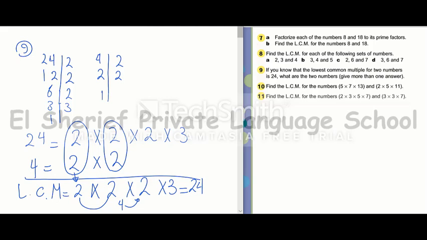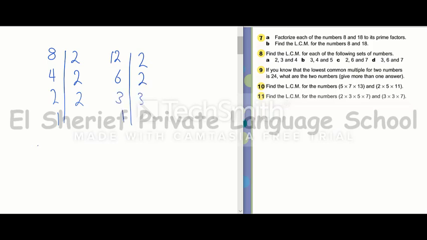Another answer. If we take 8 and 12. 8 divisible by 2 equals 4, 4 divisible by 2 equals 2, divisible by 2 equals 1. And 12 divided by 2 equals 6, divided by 2 equals 3, divided by 3 equals 1. So 8 equals 2 times 2 times 2. And 12 equals 2 times 2 times 3.